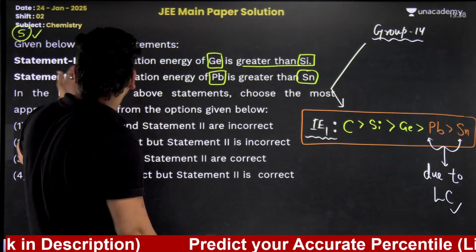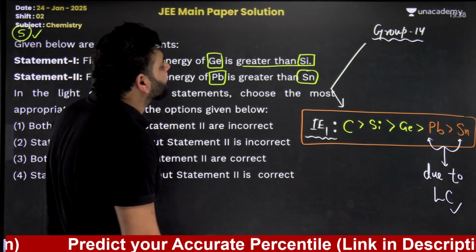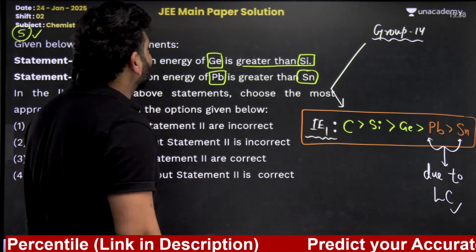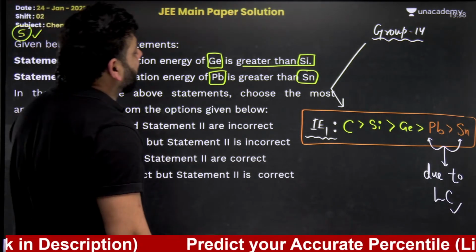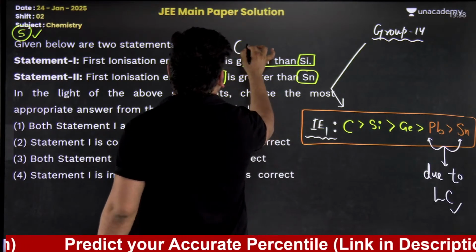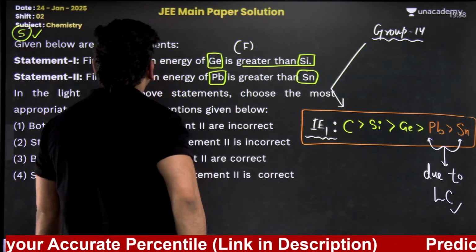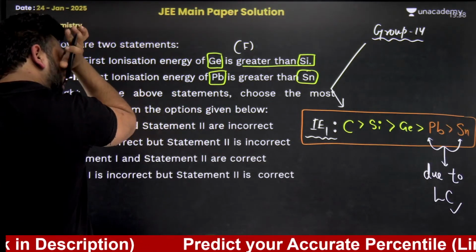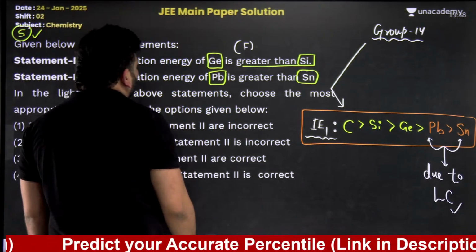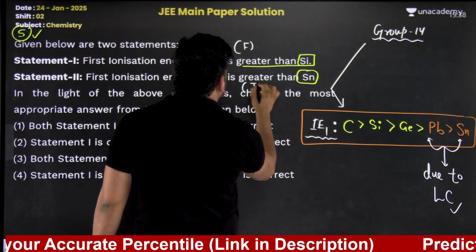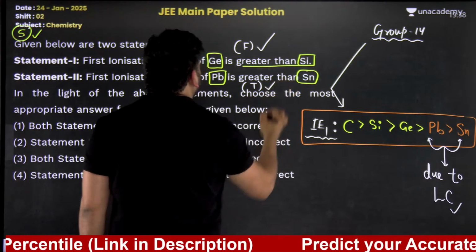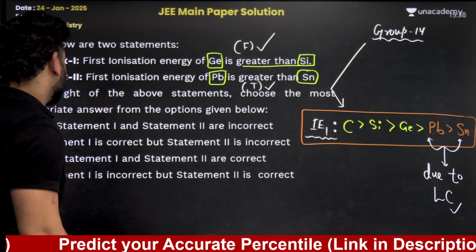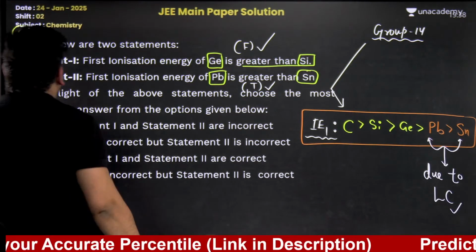So what should I say about the first statement? Statement first says that germanium is greater than silicon. So the first ionization enthalpy of germanium is greater than silicon, which is absolutely incorrect. False. The first ionization enthalpy of germanium is not greater than that of silicon. Now, the first ionization enthalpy of lead is greater than that of tin, so that is true. So one is false, another one is true. So what can be the correct answer? The first is false, the second is correct, option number 4 is correct.